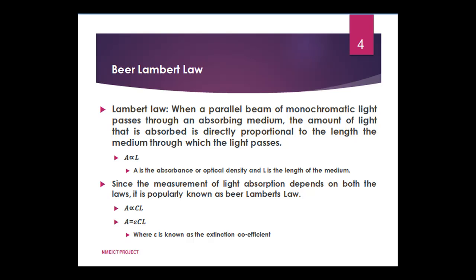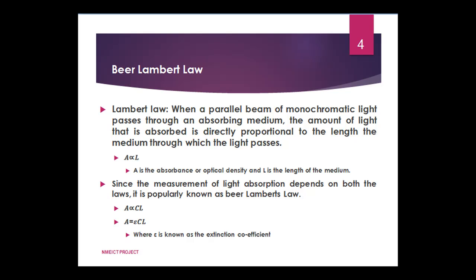Lambert's law: when a beam of monochromatic light passes through an absorbing medium, the amount of light that is absorbed is directly proportional to the length of the medium through which light passes. A is directly proportional to L, where A is the absorbance or optical density and L is the length of the medium. Since the measurement of light absorption depends on both laws, it is popularly known as Beer-Lambert's law.